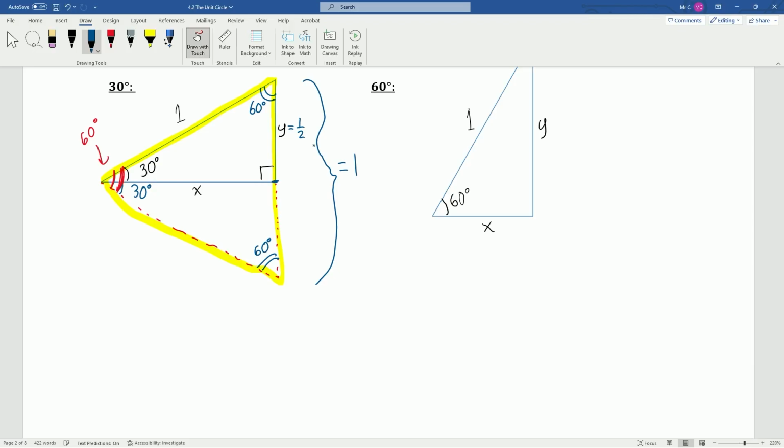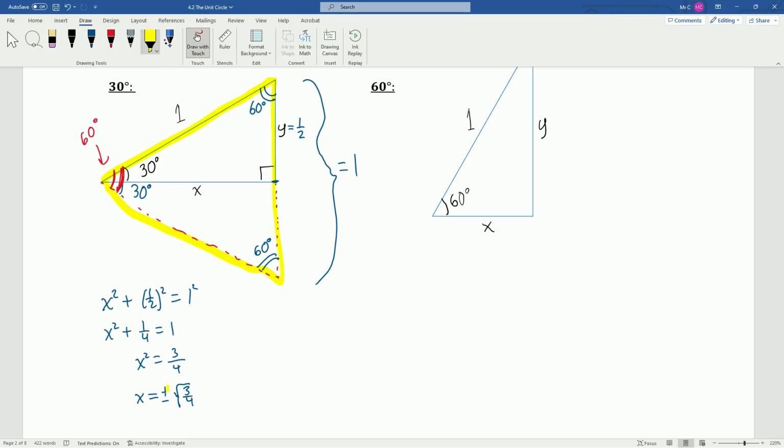Okay, well, now since I know what y is, I only have one variable again. So now I can use the Pythagorean theorem to solve it. X squared plus 1/2 squared equals 1 squared. So x squared plus 1/4 equals 1. Subtract the 1/4, and I get x squared equals 3/4. Take the square root, get plus or minus the square root of 3/4.